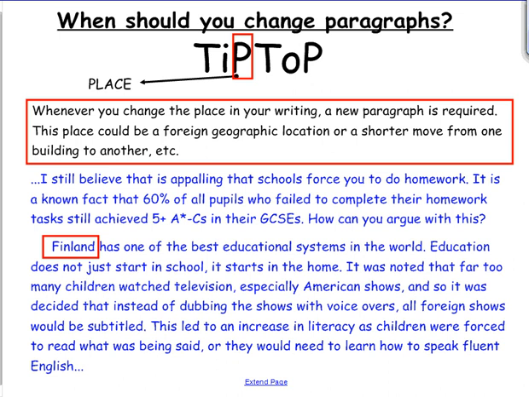In this example, I've decided to discuss Finland and the educational system in that country. Because I've changed the place from schools in this country to schools in a foreign country, I have changed place. Therefore, I need to start a new paragraph.